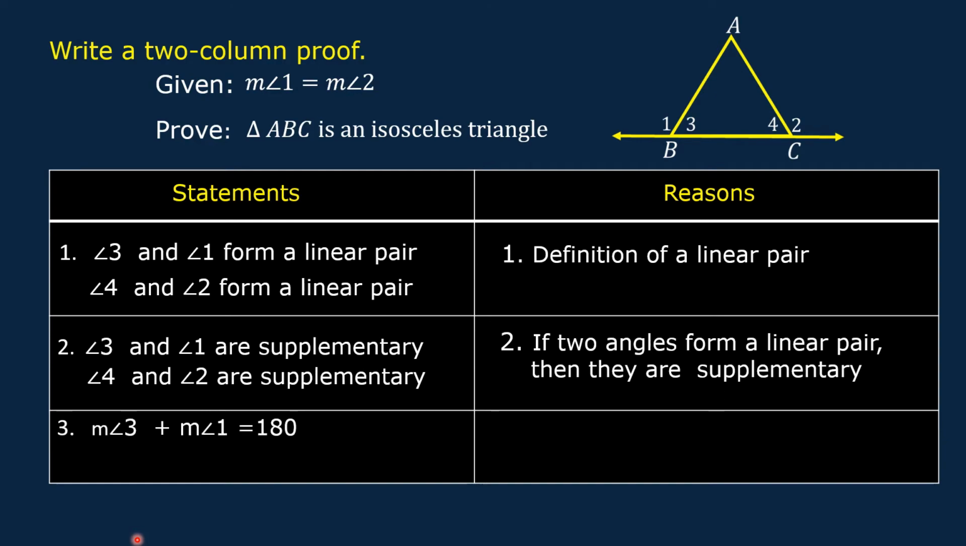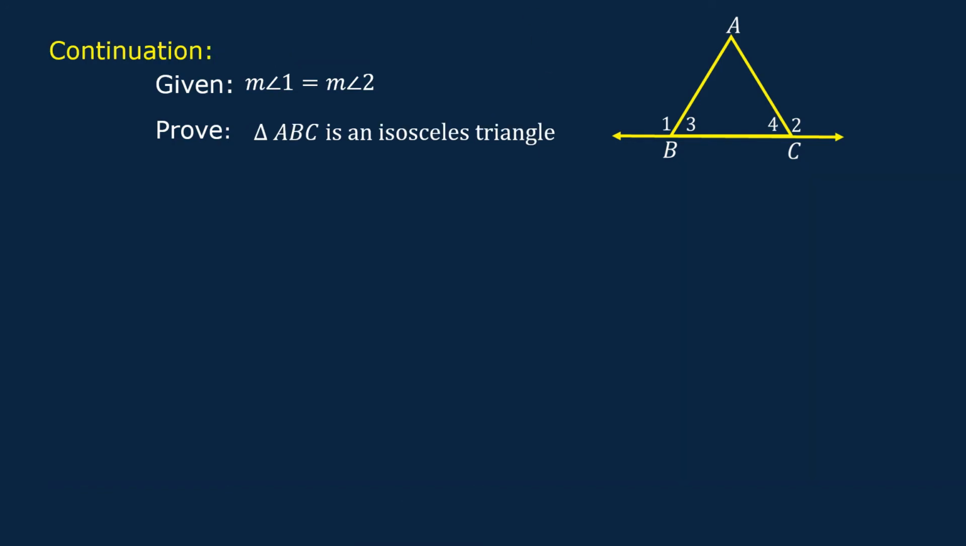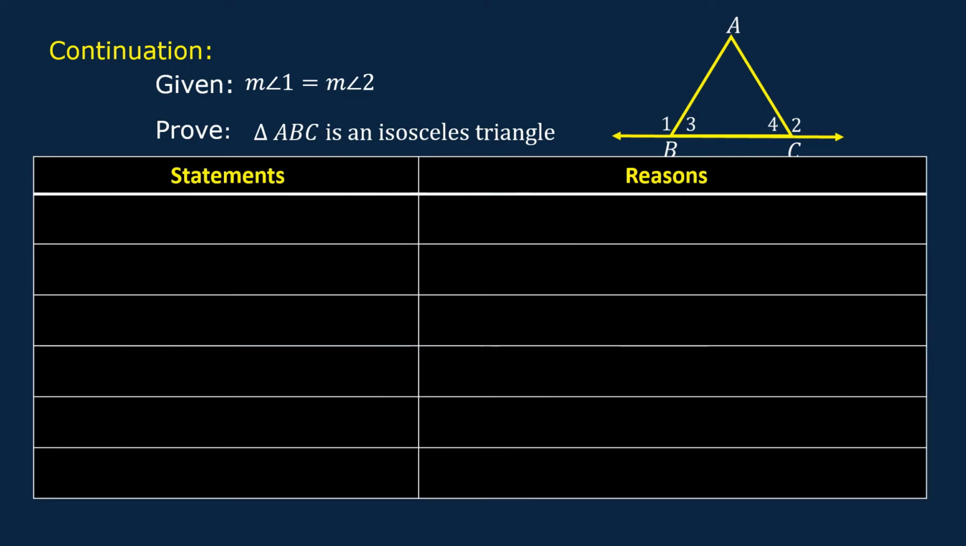For statement number 3, the measure of angle 3 plus the measure of angle 1 is equal to 180 degrees because they are supplementary. And also, the measure of angle 4 plus the measure of angle 2 is equal to 180 degrees. The reason, definition of supplementary. Let us continue the proof.